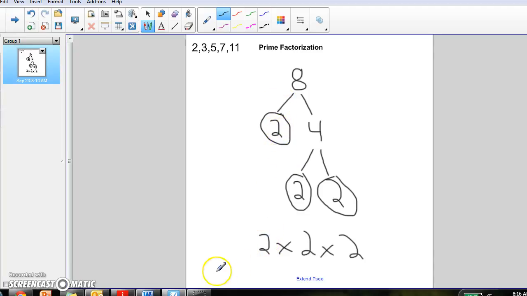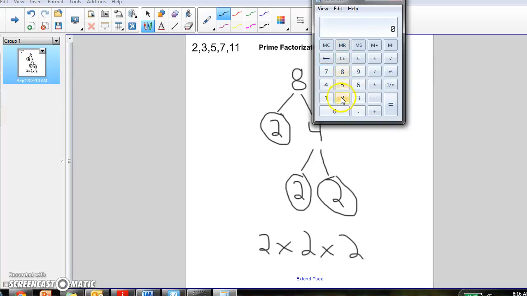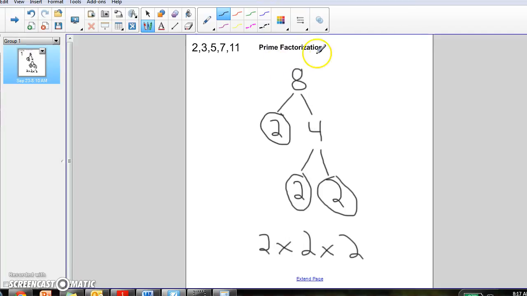Now I'm going to check this answer. I'm going to go 2 times 2 times 2. And I'm just going to check it on a calculator just to make sure that it's absolutely correct. Let's go 2 multiplied by 2 multiplied by 2. And 2 times 2 times 2 equals 8. So when you prime factorize a number, you break it down into prime numbers, 2, 3, 5, 7, 11. We're going to do one more here.